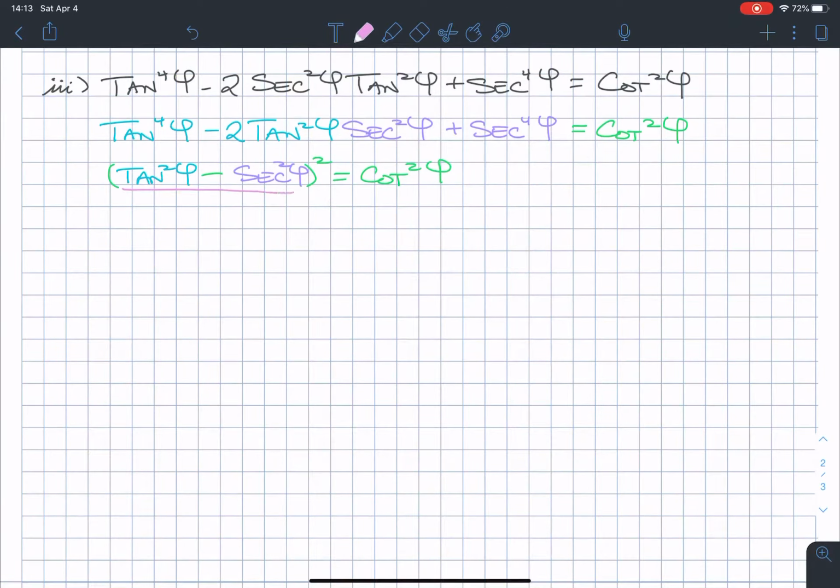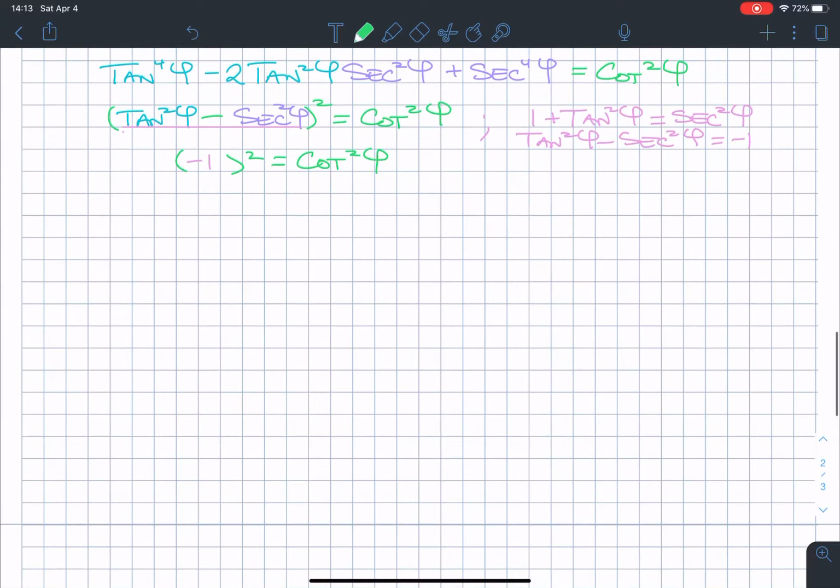What do I know about tangent squared and secant squared? Well, I know I have the identity 1 plus tangent squared phi is equal to secant squared phi. So I claim that tangent squared phi minus secant squared phi is negative 1. So I can actually rewrite what's inside here as negative 1, quantity squared, is cotangent squared phi.